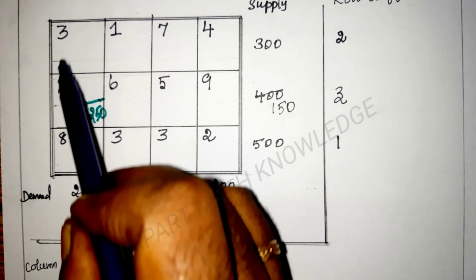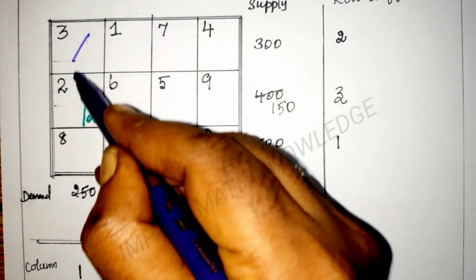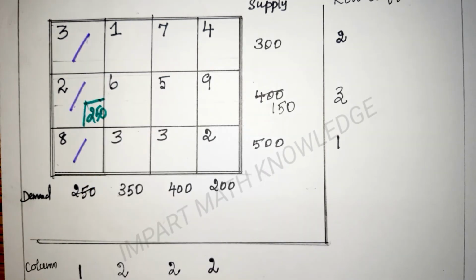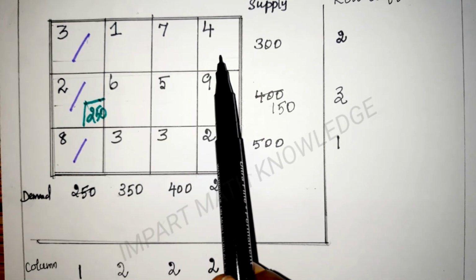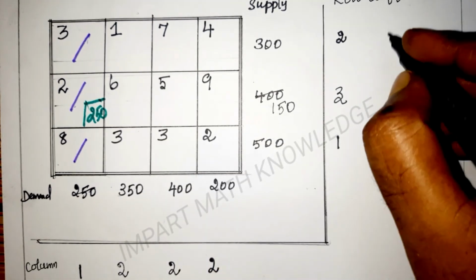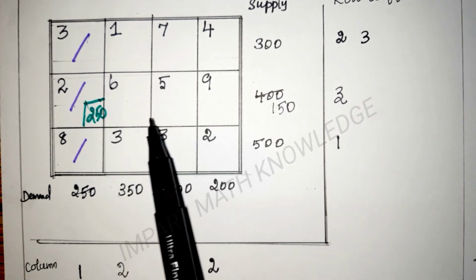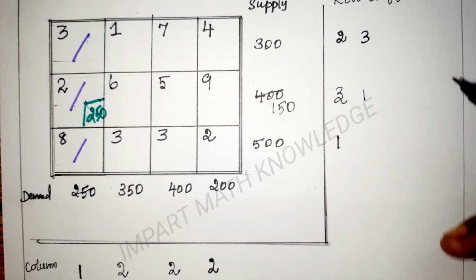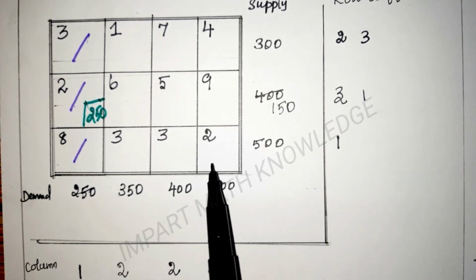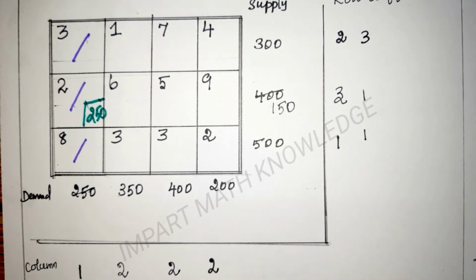Now here, demand is satisfied, so you have to cross out the column. In the remaining, you have to take the difference again. First row, the least number is 1 and the next least is 4. The difference is 3. You write it here. The second row, least number is 5, next least is 6. The difference is 1. Third row, least number is 2 and the next least is 3. So the difference is 1. Similarly, you have to take column wise.